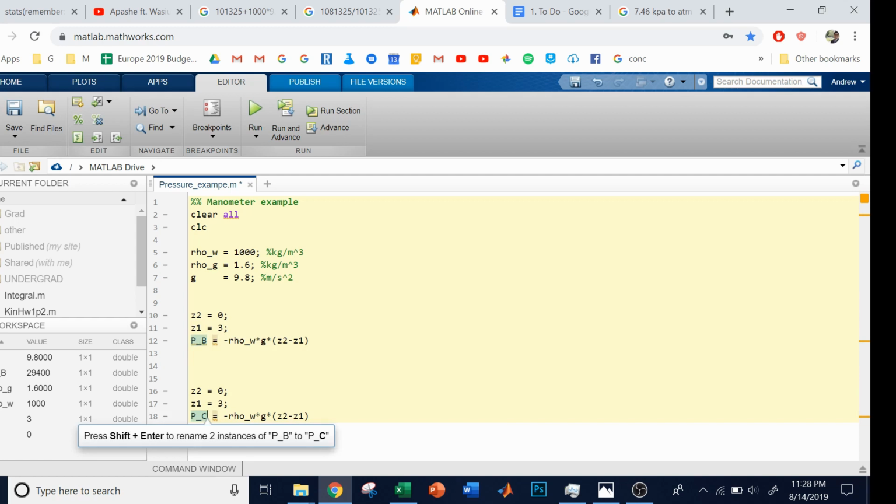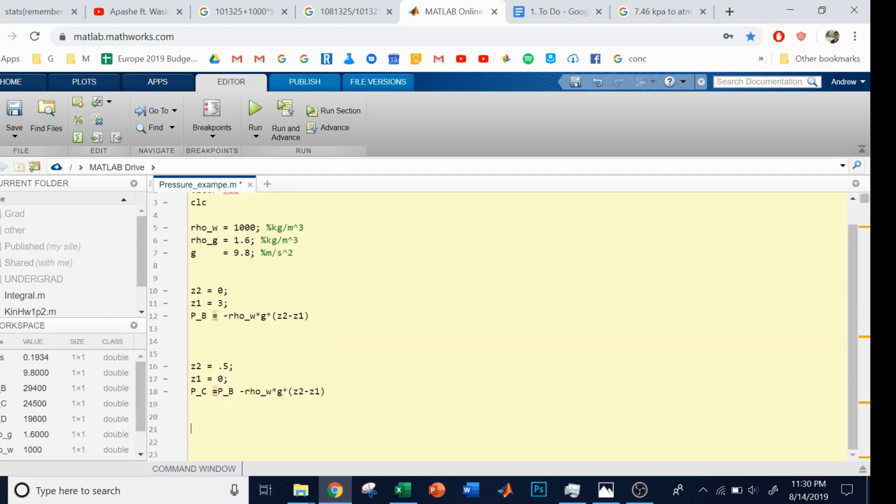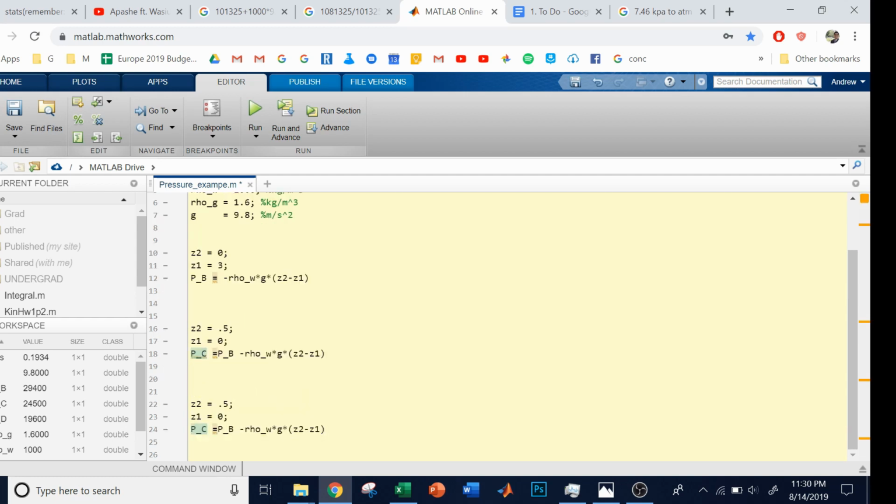So now we're going to have PC is equal to PB minus rho G Z2 minus Z1. Where Z2 here we said was going to be 0.5, and Z1 was going to be 0. So now we should have that guy as well. We can run that. And now we have PC. And then lastly, we can copy and paste this again. This is going to be PD is equal to PC. Change the density to that of the gas. And Z2 we said was 1 meter, and this was 0.5.